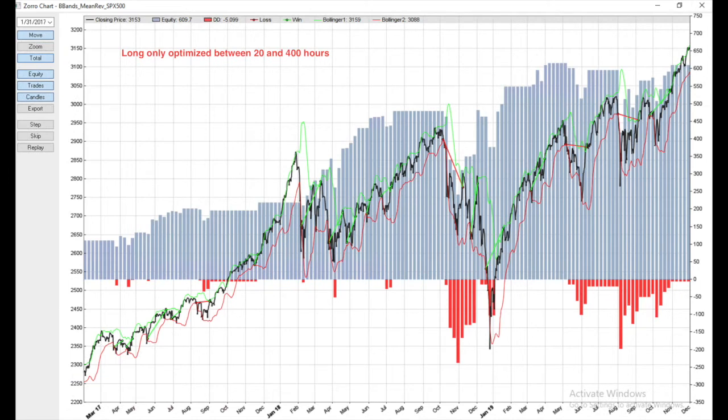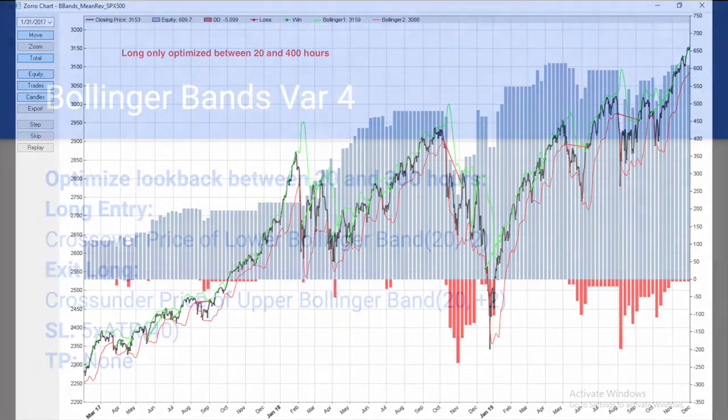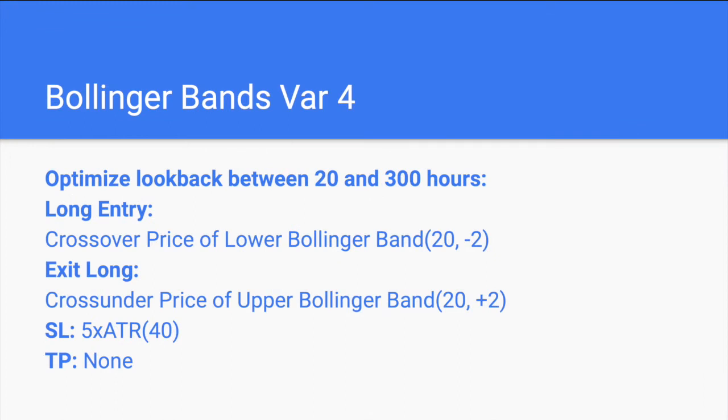For the last version, we are going to add a fixed stop loss and see what it does to the strategy. We will be using a stop loss as an ATR of 40 with a multiplier of 5. As a note, we have added the stop loss and not re-optimized the lookback period of the bands. So let's have a look at the results.